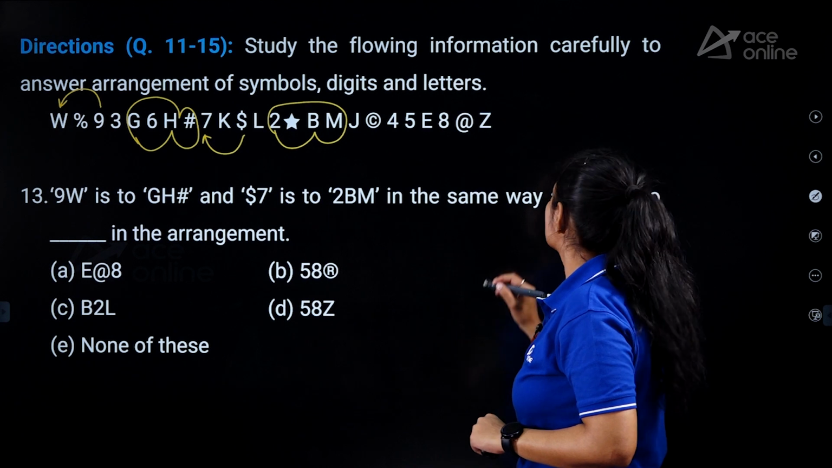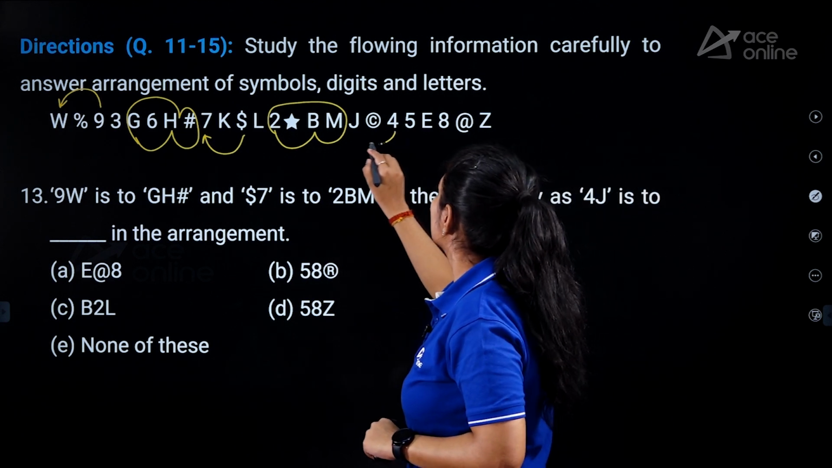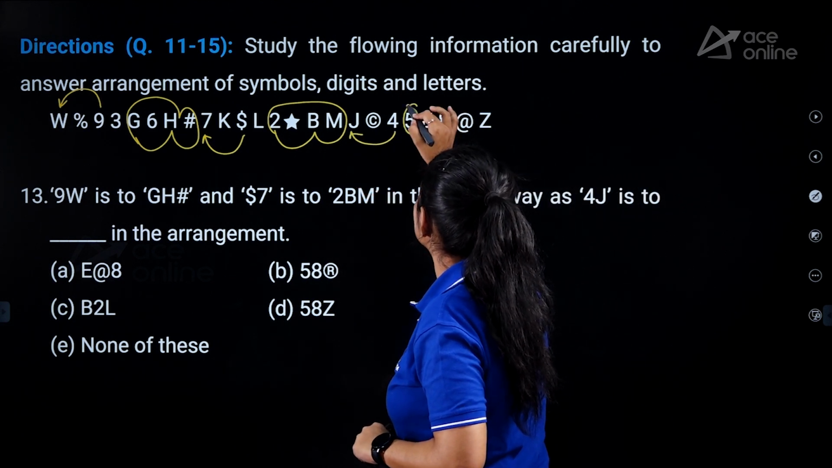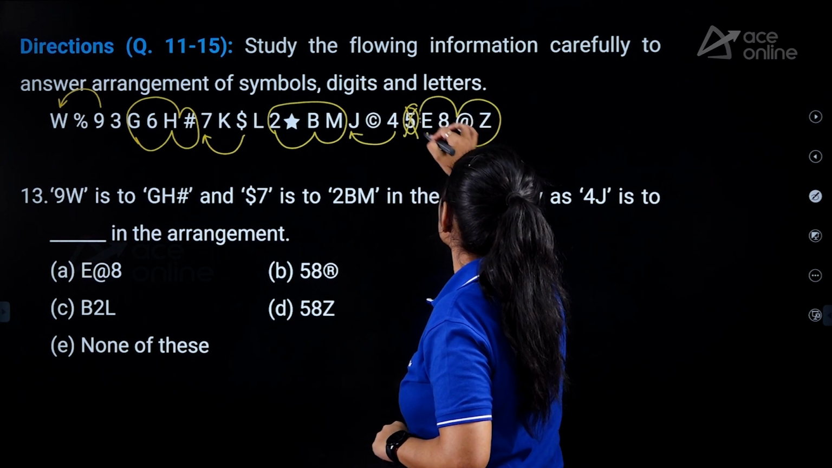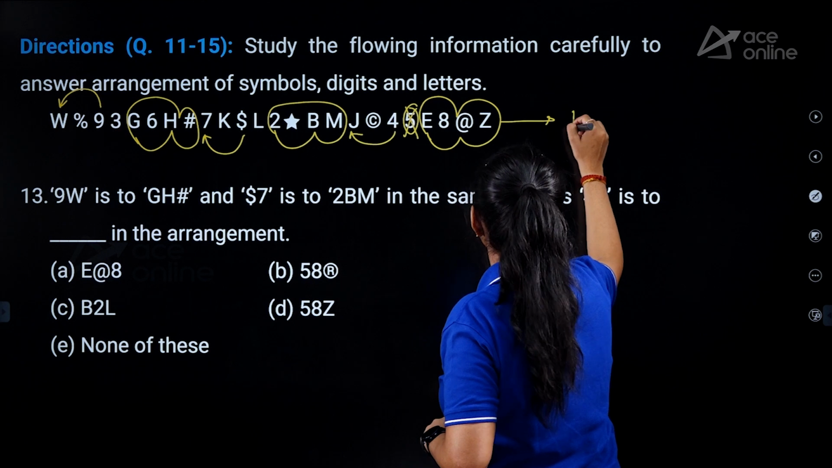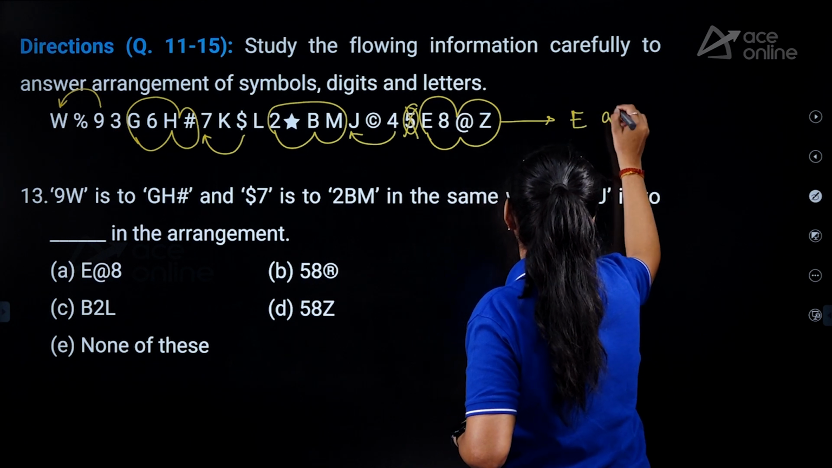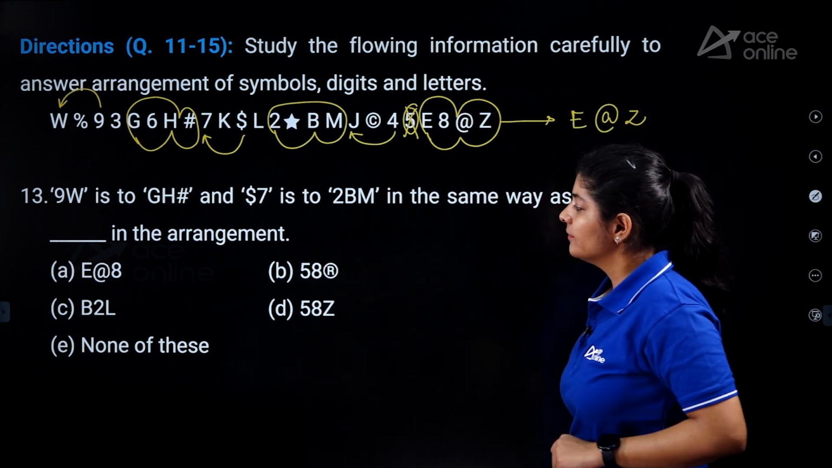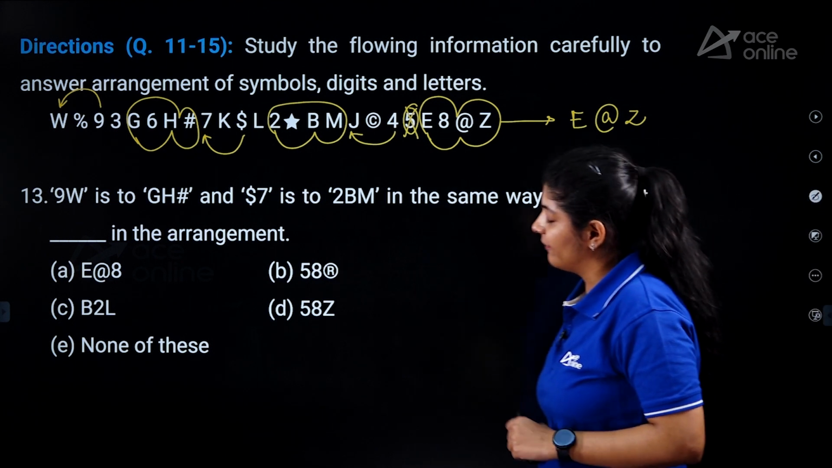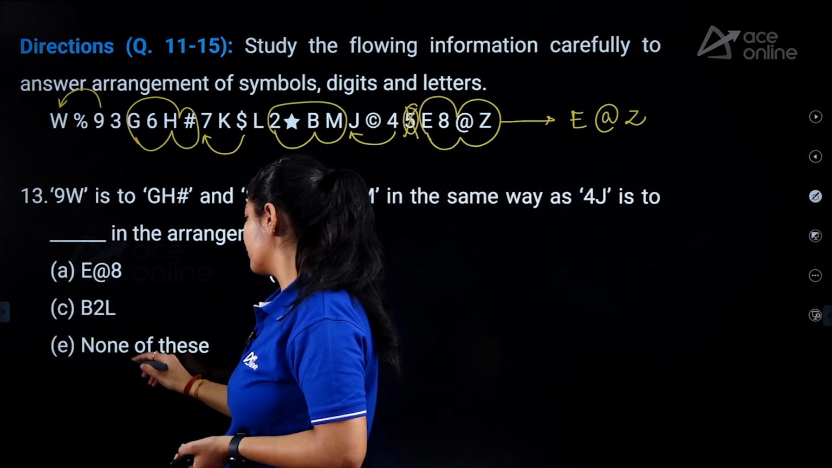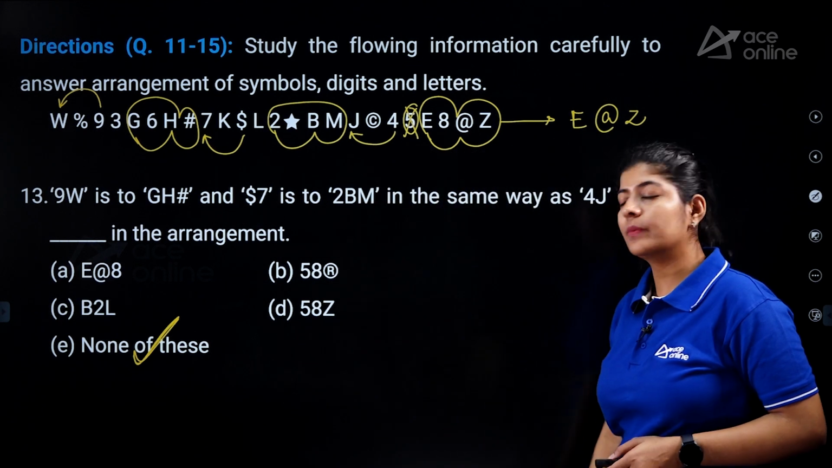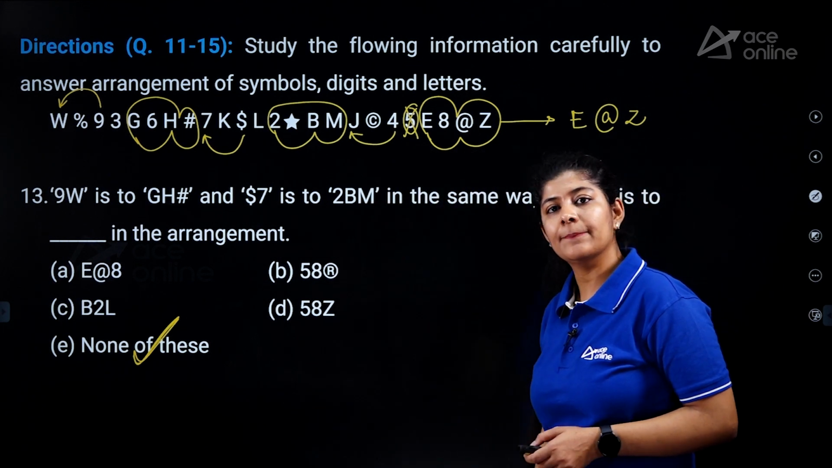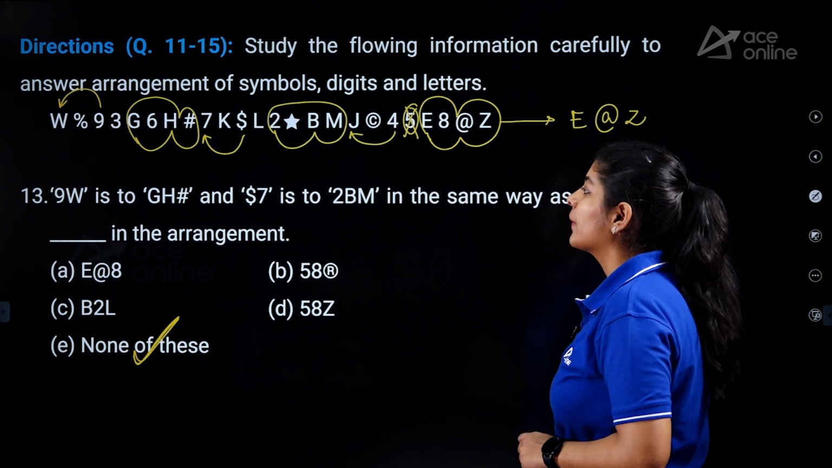So the next one is 4J. We have to eliminate this particular element and select this one. So basically it is similar to E at the rate Z. We are not having that in our options, so we will go with our option number E. Is it clear? Okay, next.